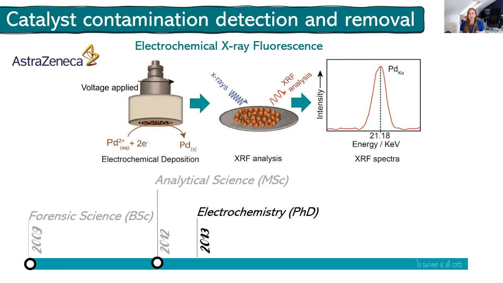invisible to X-rays. So when we take our electrode material and plate this metal onto our surface, we can then take that piece of diamond out of our electrode and put it into our X-ray fluorescence machine. And then all we're going to pick up is those heavy metals that we've deposited on our surface. So that's one of the big topics that I covered during my PhD. And one of the really neat things about this technique is that not only are you detecting what your catalyst contamination is, but you're also removing it at the same time.